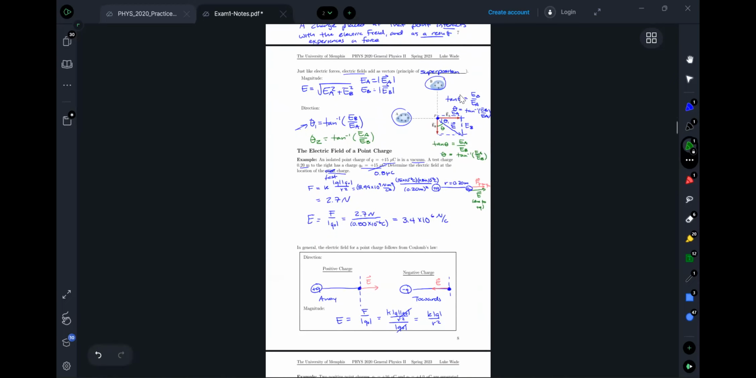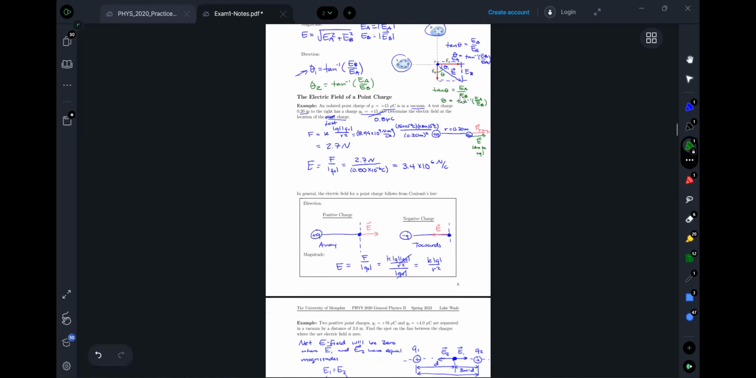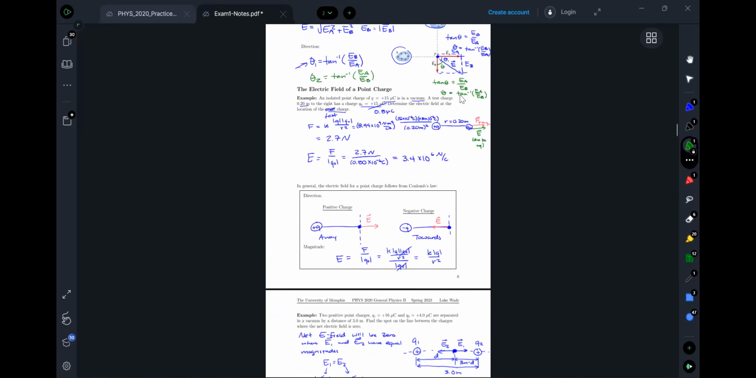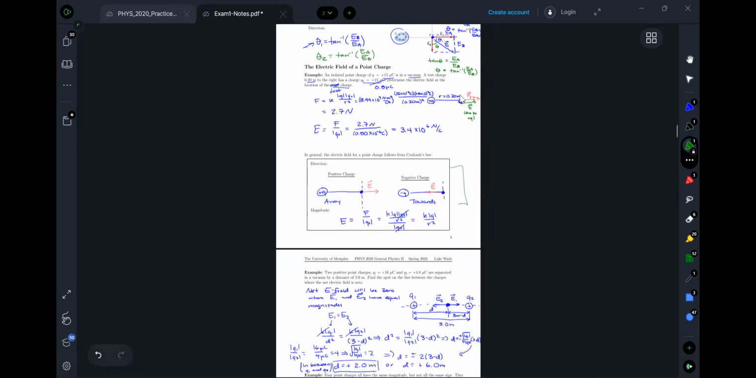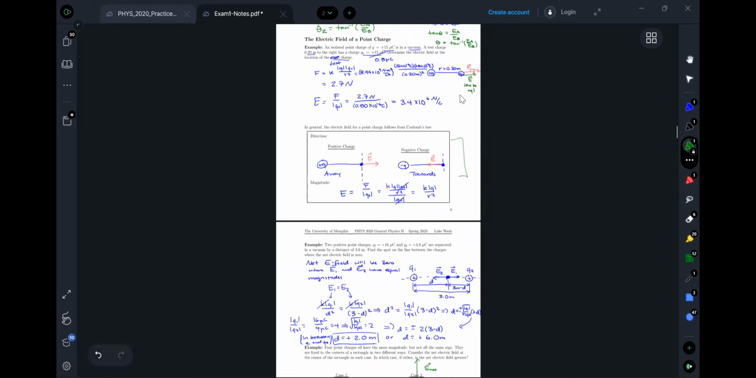And then knowing that electric fields add like vectors, so you can find the net electric field using your regular old vector math, is important. You just need to remember which way that field points for different charges. It points away for positive charges, towards for negative.